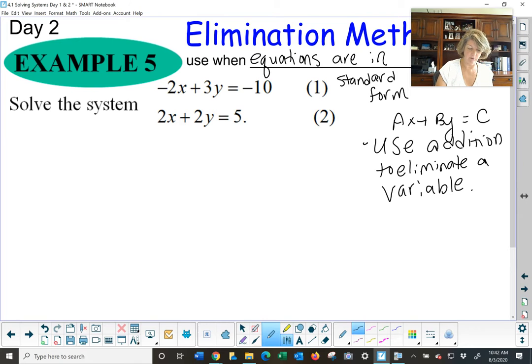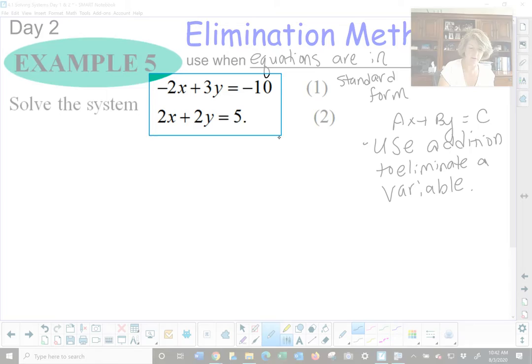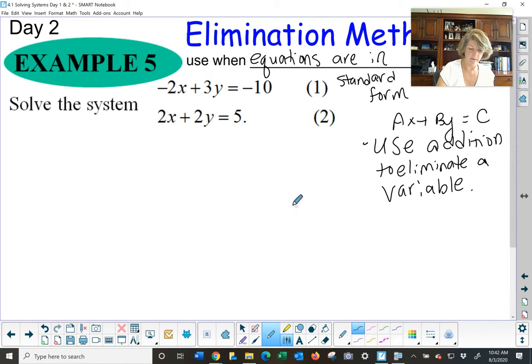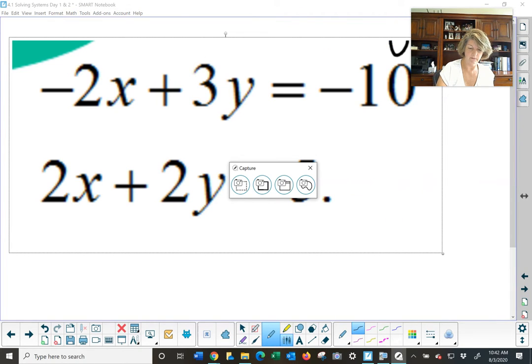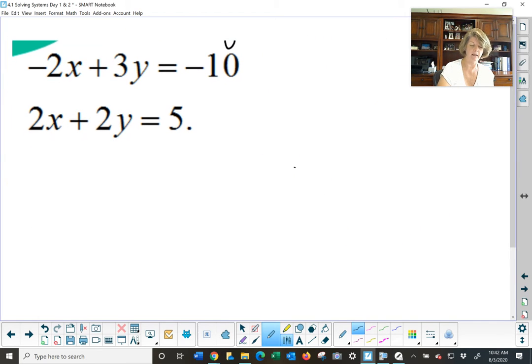And I look at this equation here, and I just want to do a quick thing here, see if I can snap a picture of this. So here's the equation set. And what I'm noticing is if I add, those two are going to eliminate right away, aren't they? So let's go through with this process and do our addition.